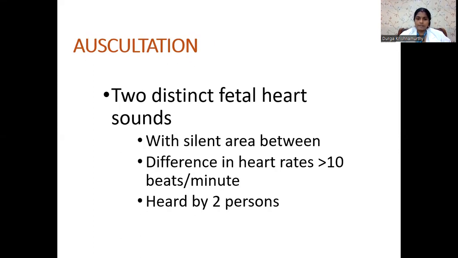Auscultation is a very important diagnostic criterion. 2 distinct fetal heart sounds with a silent area between, and a difference in heart rates of greater than 10 beats per minute, heard by 2 persons.